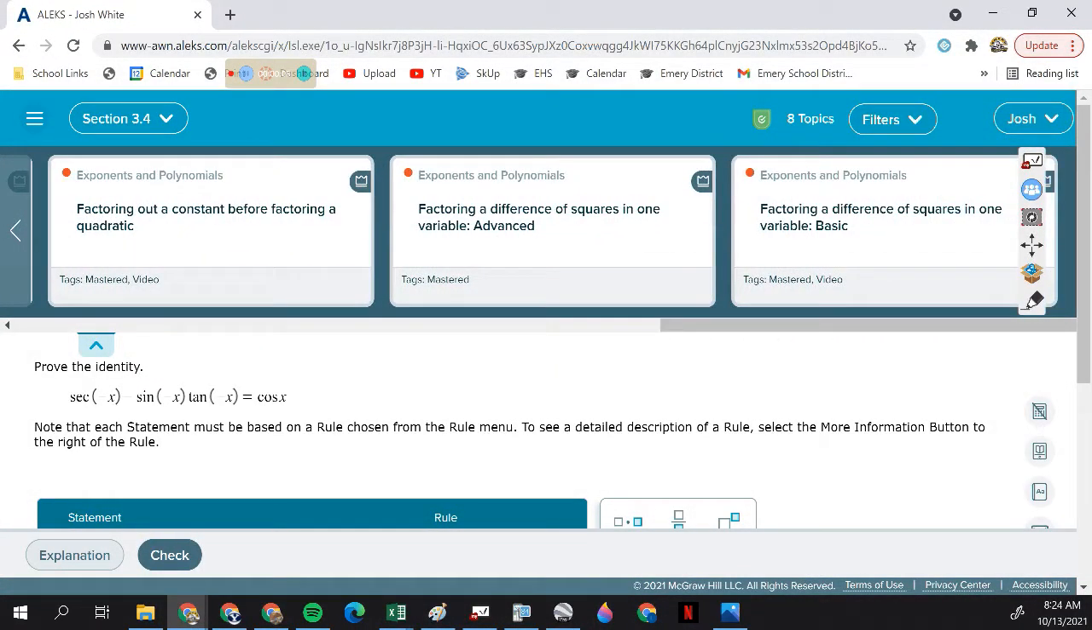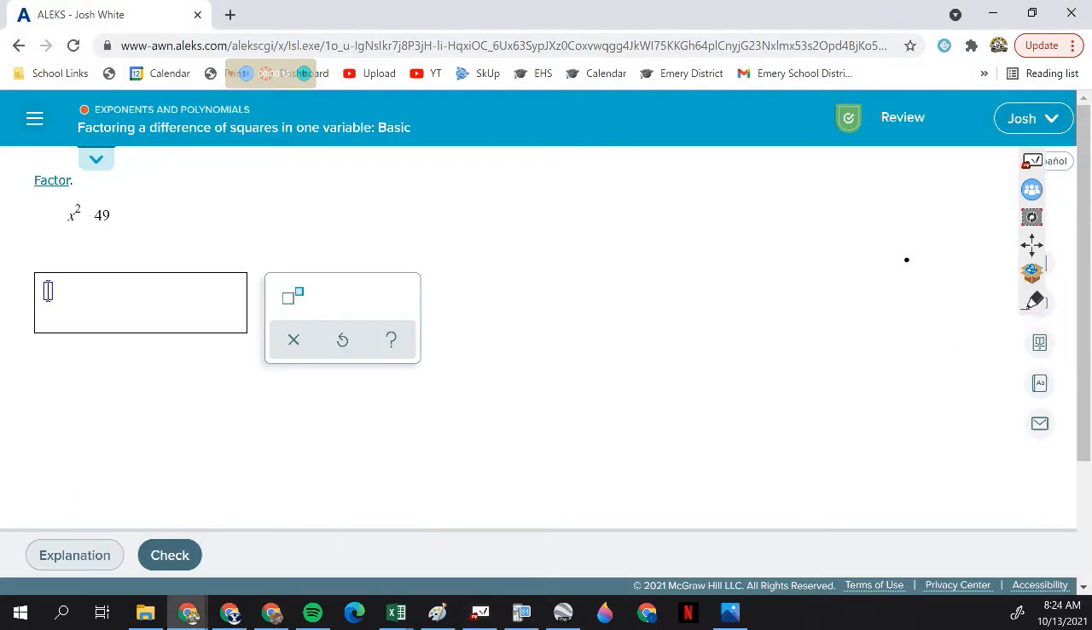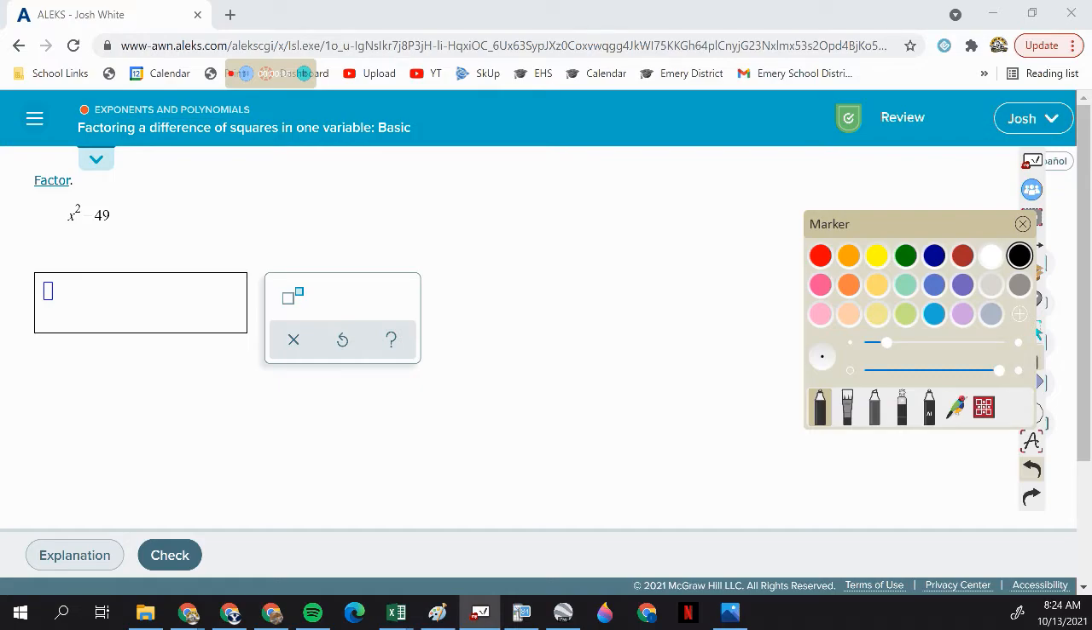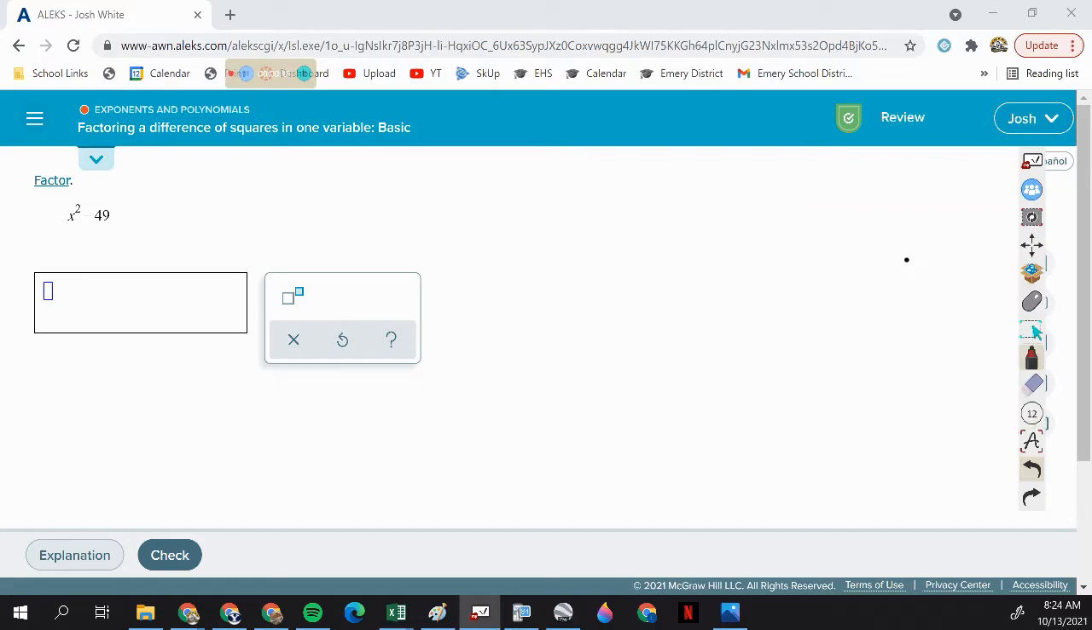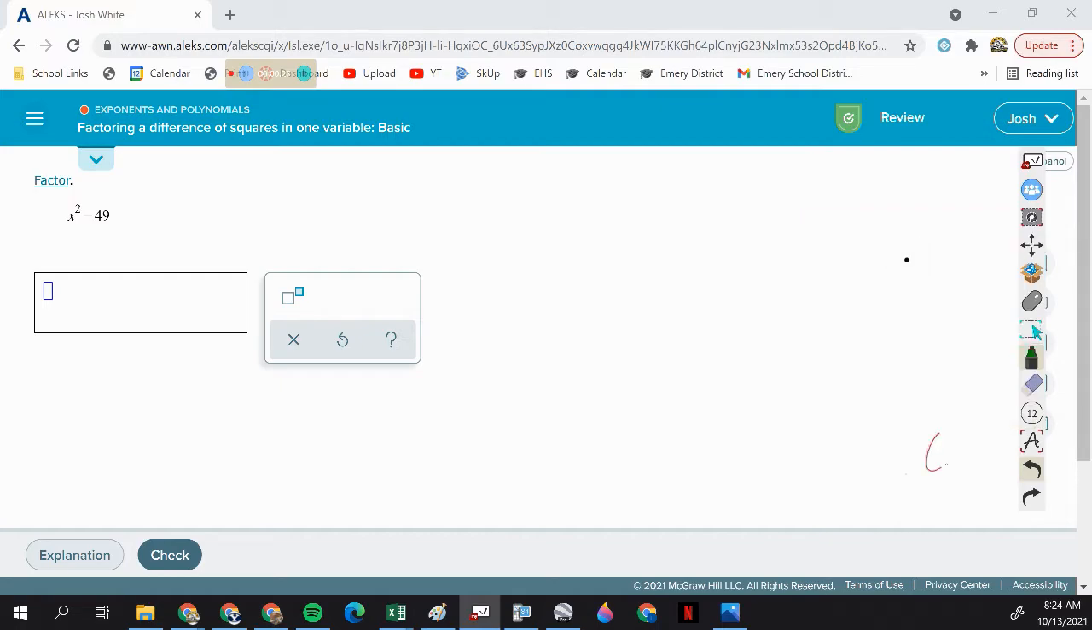This is 3.4. So most of what's in here is going to be review. How do we factor a difference of perfect squares? How does this factor? X minus 7 and x plus 7. Easy enough.